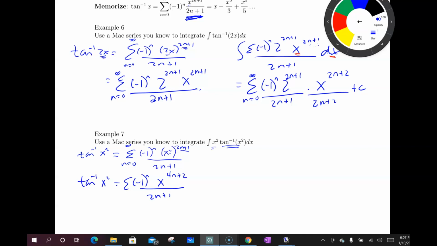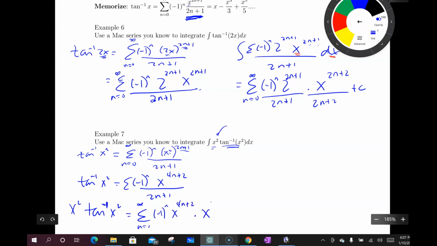Now I'm going to multiply by this x squared. So if I take this, negative 1 to the n, x to the 4n plus 2 times x squared, then what that gives me, negative 1 to the n, it's kind of messy there. So I'm adding these exponents, right? x to the 4n plus 4 over the 2n plus 1. Okay, so there's my function.